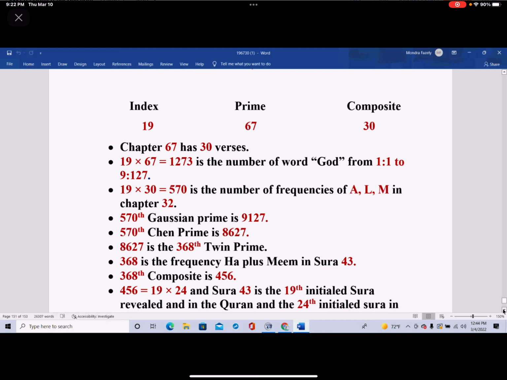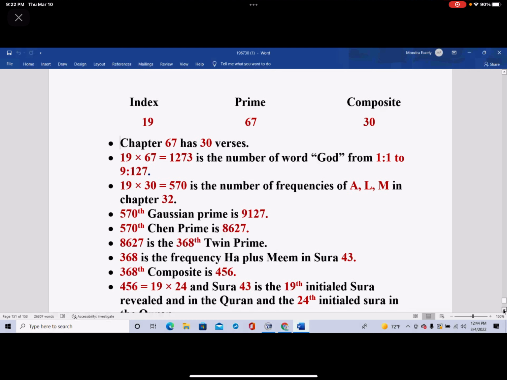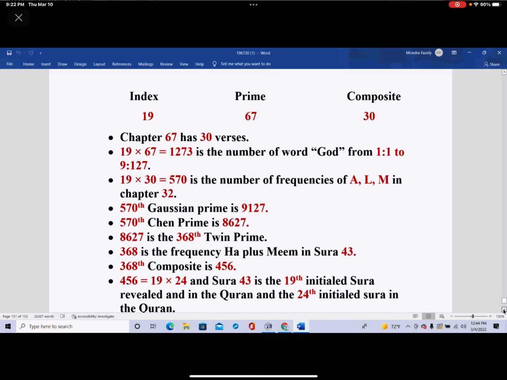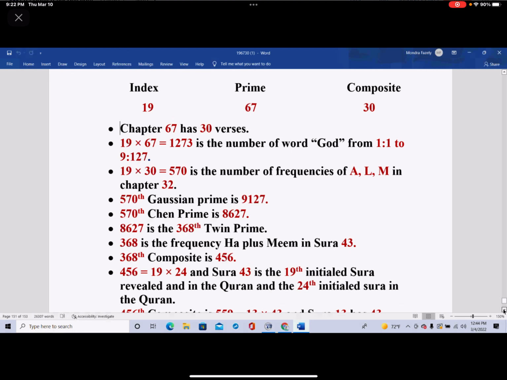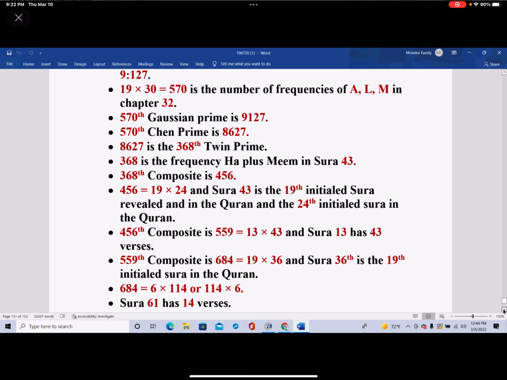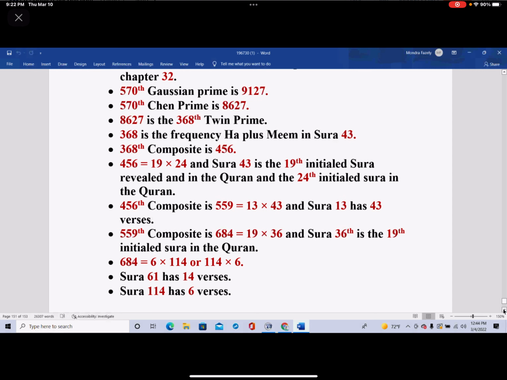Now, from here on, I just want to tell you how this cascades into the Quranic facts. These physical facts of the Quran, mathematical facts. Okay. 368's composite happens to be 456. 456 is 19 times 24. And Surah 43 is the 90th initial surah that was revealed, and it is in the Quran the 24th initial surah in the Quran. Okay.